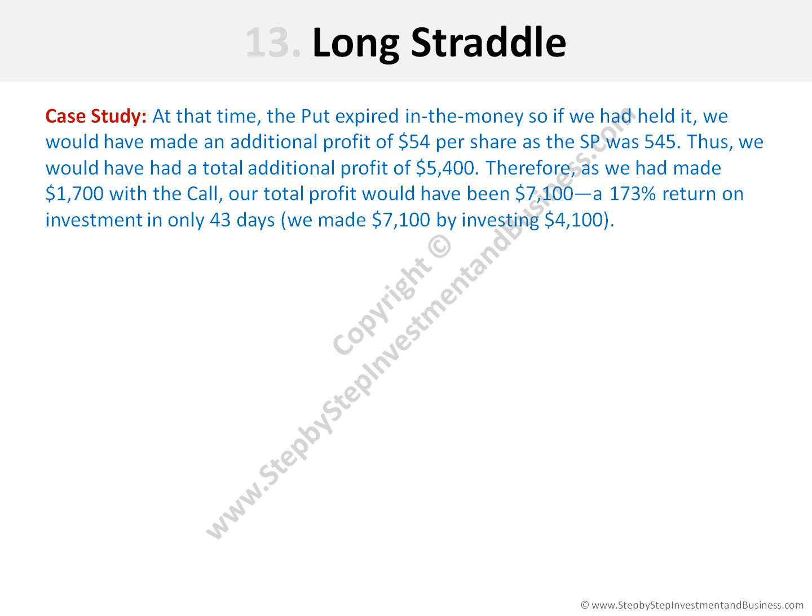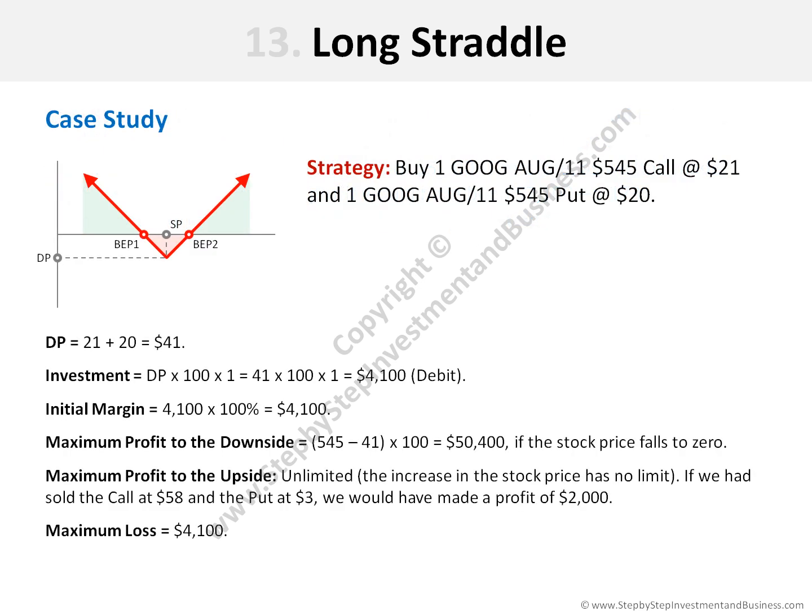Remember, this would have happened if we had sold only the call and we had held the put to expiration in case the movement of the stock had changed. In effect, that happened, so we would have finally made a profit of $7,100. Here, we can see the numbers of our example. The strategy consisted of buying one Google call with a strike price of $545 and expiration in August 2011 at $21, and one put with the same strike price and expiration at $20.